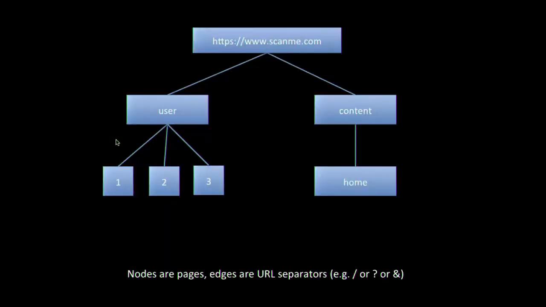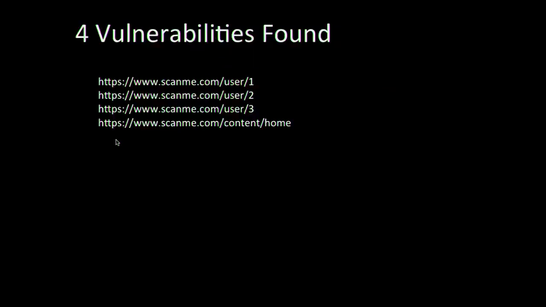So let's say we have this. We have scanme.com, and you can look at a user's profile. And if you look at user ID 123, you are going to see the same page essentially, but it's just going to be a different user. So I have here a tree where every node is a page and every edge is a URL separator. So I found vulnerabilities on all 4 pages, right? Not surprisingly, I found the same vulnerability on every user page because it's the same page, just displaying different data.